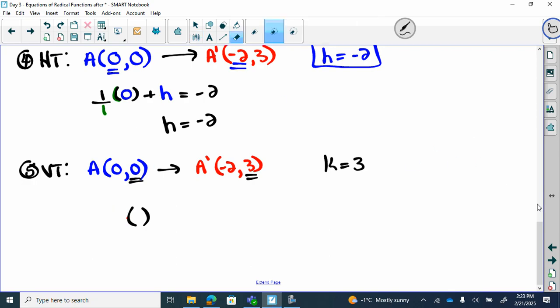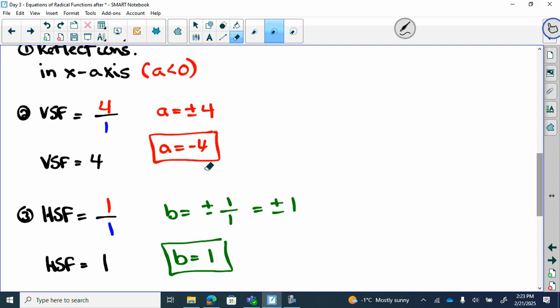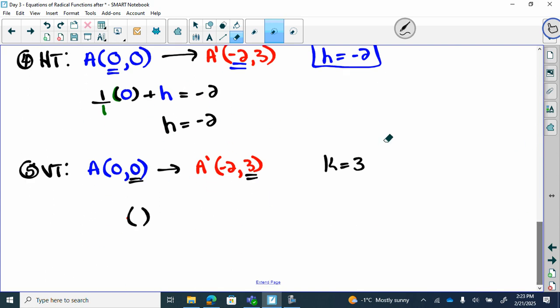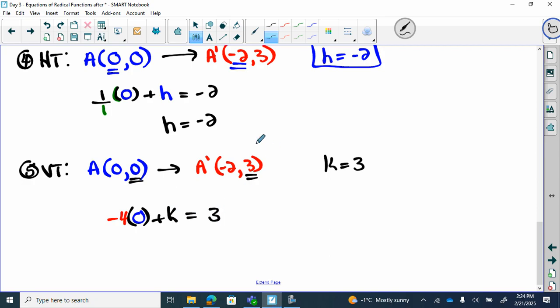If I look back to step 2, my A value was a -4. -4 times this y coordinate of 0 plus k equals this y value 3. Well, -4 times 0 is 0. 0 plus k is k. K equals 3.